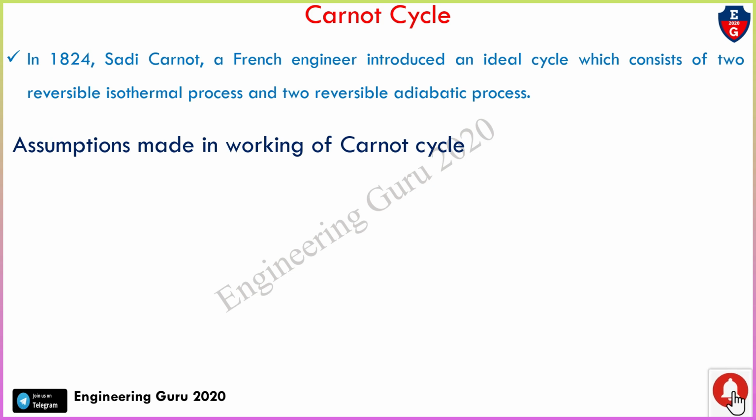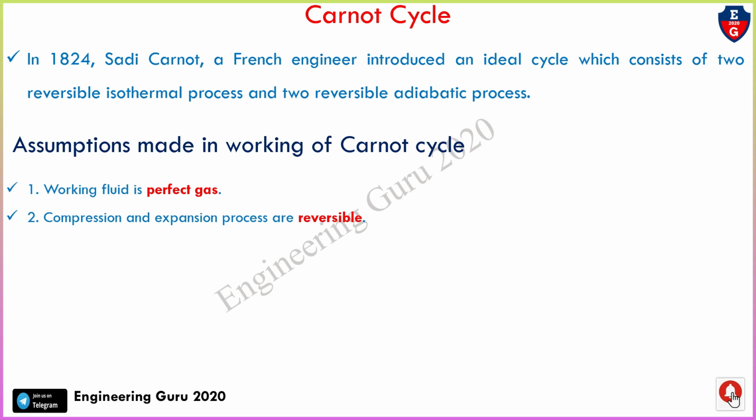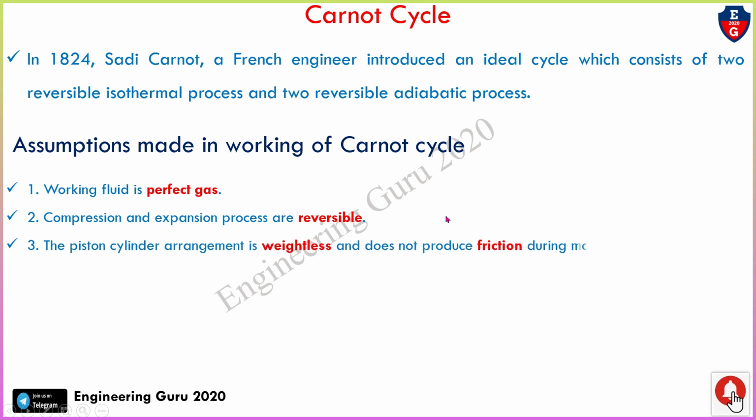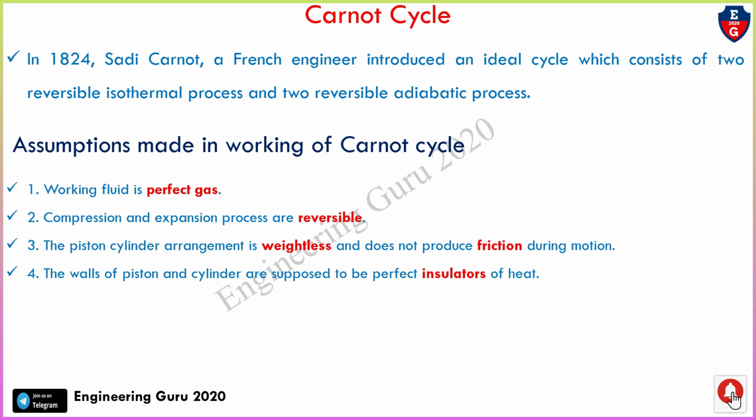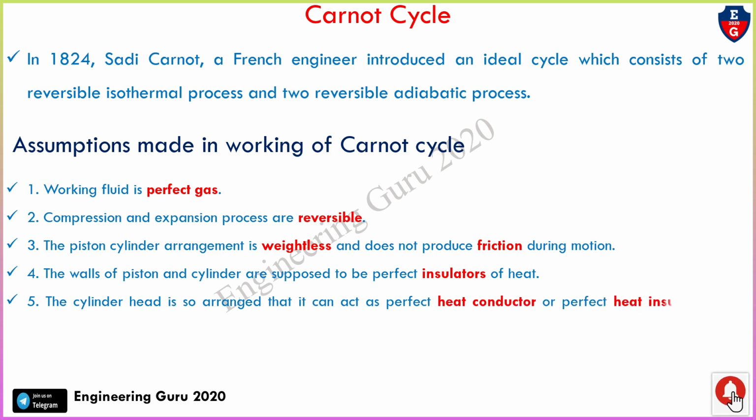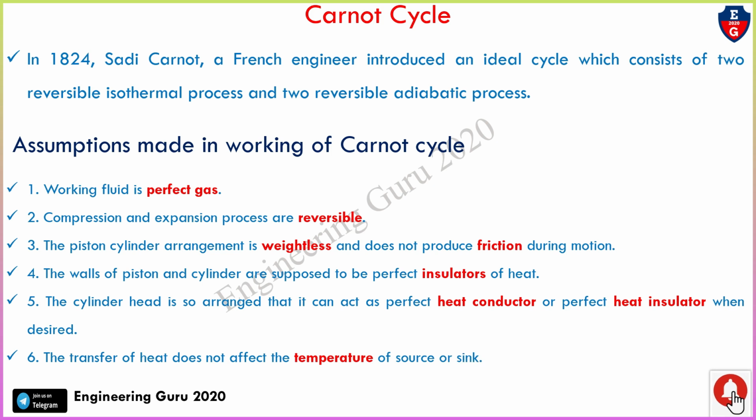So there are some assumptions in the working of the Carnot cycle. The first one, the working fluid is a perfect gas. The second one, compression and expansion processes are reversible. Whenever we use this Carnot cycle, or we can say this ideal cycle, we assume these following terms. Then the piston cylinder arrangement is weightless and does not produce friction during the motions. Fourth, the walls of the piston and cylinder are supposed to be perfect insulators of heat. The cylinder head is so arranged that it can act as a perfect heat conductor or perfect heat insulator when desired. The transfer of heat does not affect the temperature of the source or sink. So these six assumptions are made in the working of the Carnot cycle.